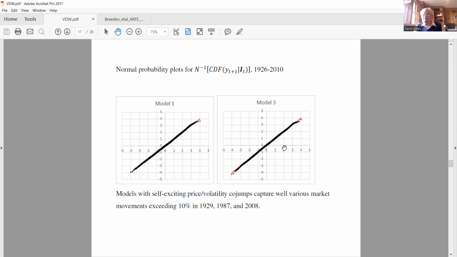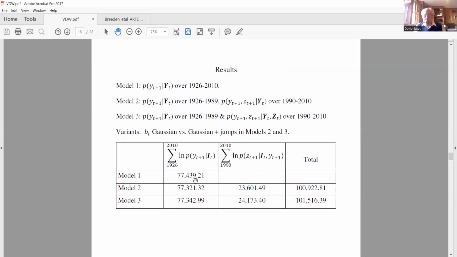What these graphs indicate for models 1 and 3 is that we are indeed capturing the stock market crashes in 1929, 1987, 2008. We don't have major outliers that would show up as a 6 or 7 standard deviation movement according to these numbers. So it's doing a good job of fitting the time series, and these different models don't change the fit much.